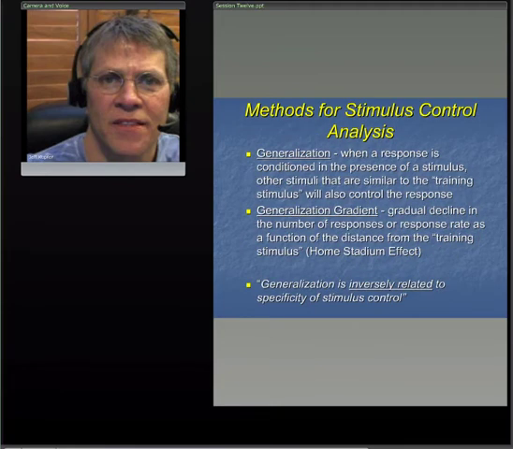So generalization happens when a response is conditioned in the presence of one stimulus, and other stimuli that are similar to that training stimulus also become conditioned. Okay, and then we generalize those particular responses. The gradient happens when we develop a gradual decline in the number of responses, or the rate of responding, as a function of the distance from the training stimulus.